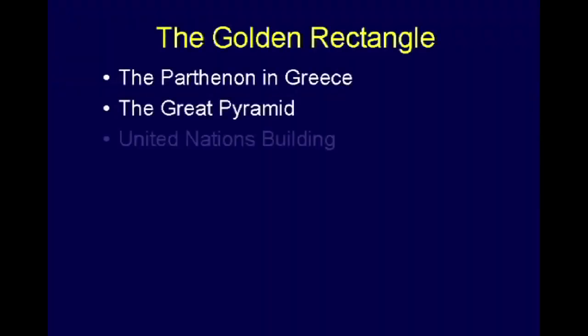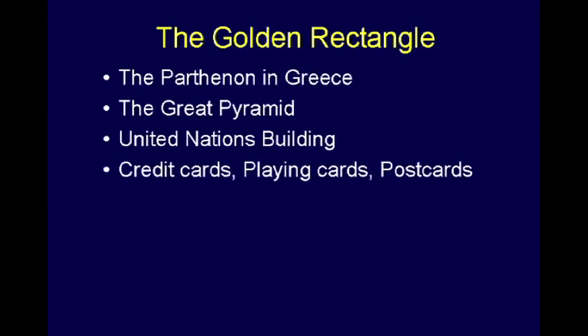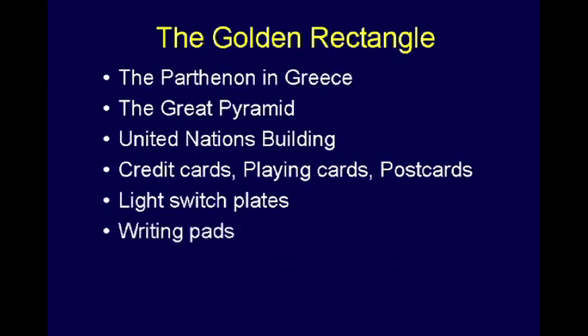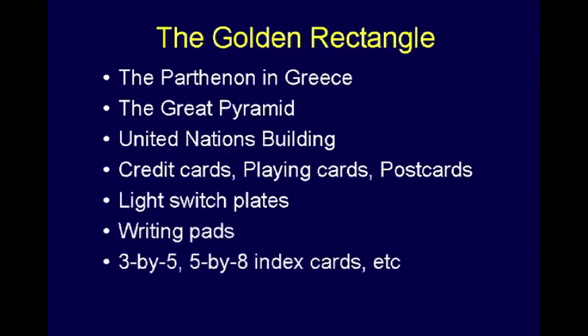Okay, it turns out the Parthenon in Greece, the Great Pyramid, the United Nations building, your credit cards, your playing cards, postcards, the switch on your light switch at home, writing pads, 3x5 cards, 5x8 cards, all of these are based on the golden rectangle, whether you realize it or not, okay?